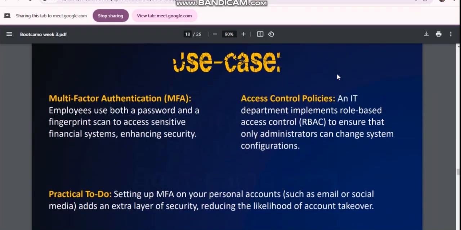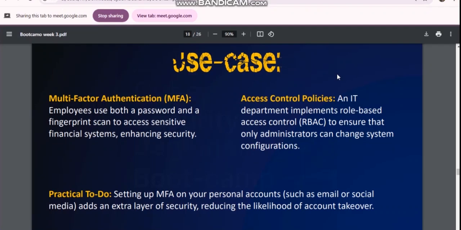So, just like you said, in the use cases, multi-factor authentication, employees use both a password and a fingerprint scan to access sensitive financial systems, enhancing security. Just like you just explained it. Access control policies: an IT department implements role-based access control, RBAC, to ensure that only administrators can change system configurations or access privileged information.